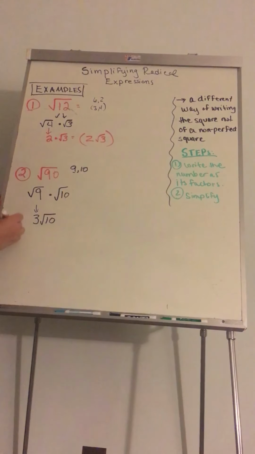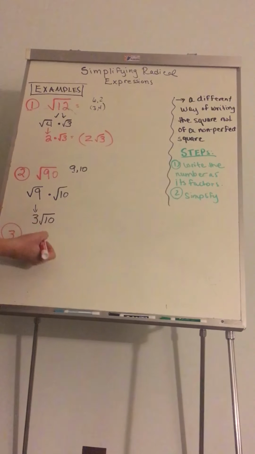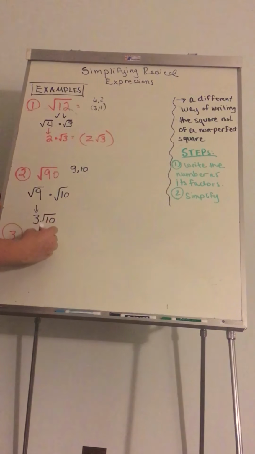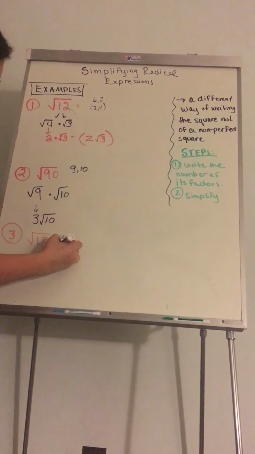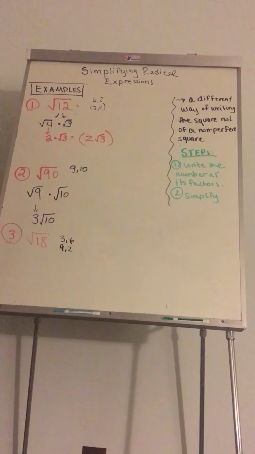Say we had the square root of 18. Again, I have a couple of different factors I can choose from. I've got 3 and 6, and I've got 9 and 2. I want to choose 9 and 2 because 9 is a perfect square. So this will break down to the square root of 9 times the square root of 2. Then I take the square root of 9, which is 3, times the square root of 2. And that's the answer.